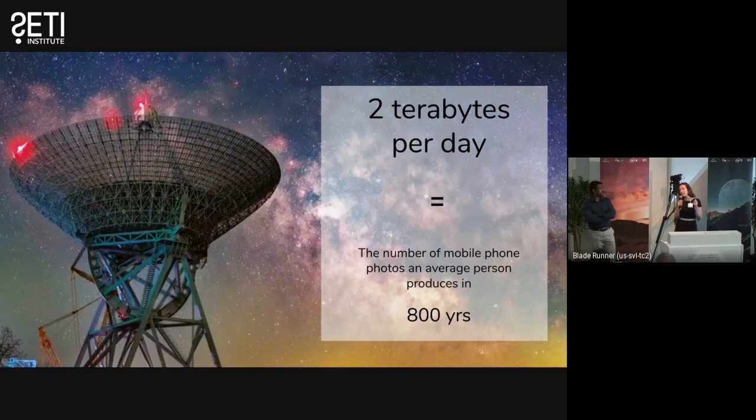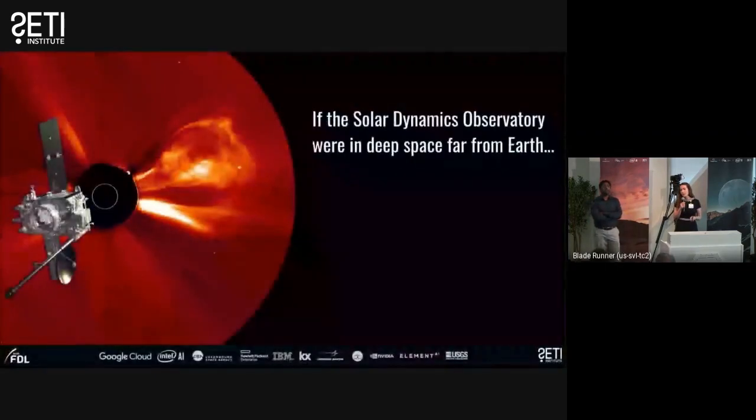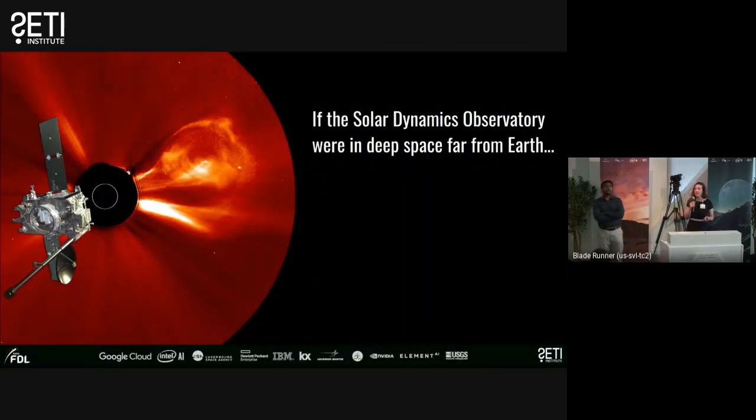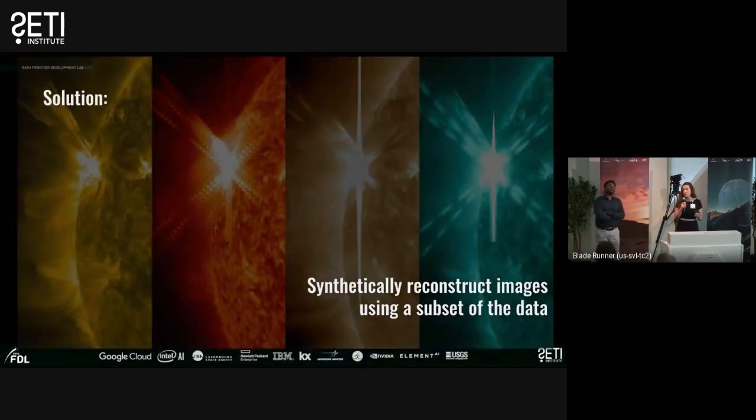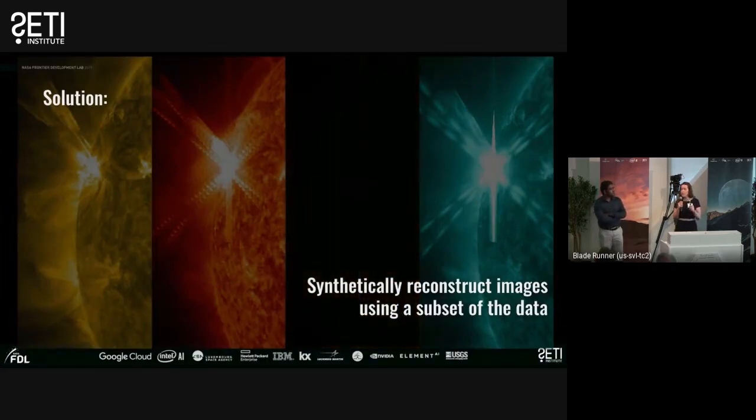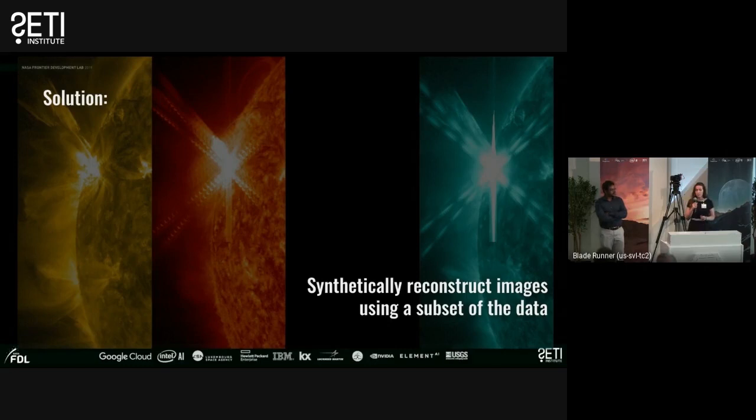And imagine an experiment like SDO in deep space. We would not have the same luxury. Downstreaming data from deep space is much slower, so it will take us about 5 years to transmit just 1 day of science data back to Earth. So what can we do? The solution that we propose is to synthetically reconstruct some images from a subset of the data. And the challenge we gave ourselves this year was to reproduce one wavelength from one SDO instrument by using only 3 other wavelengths.